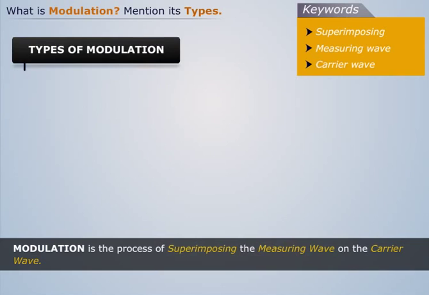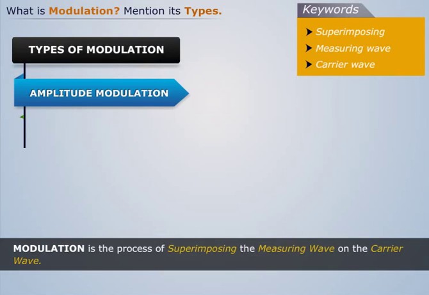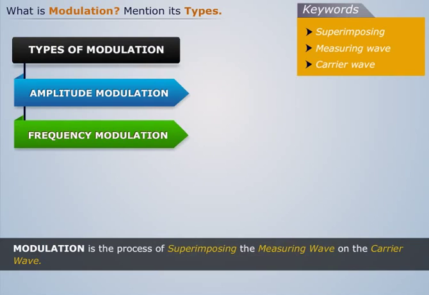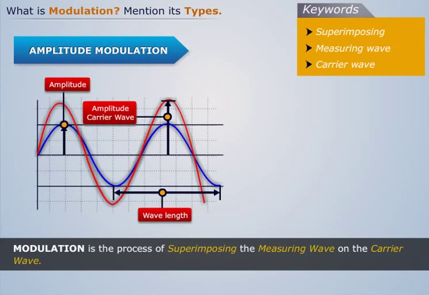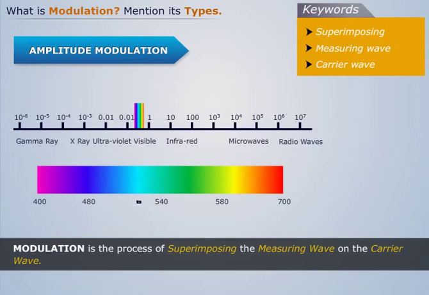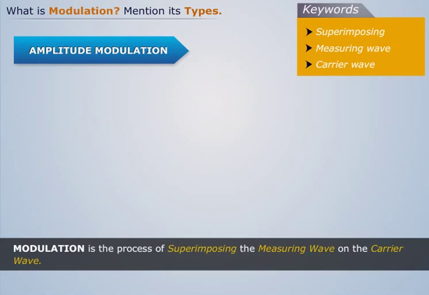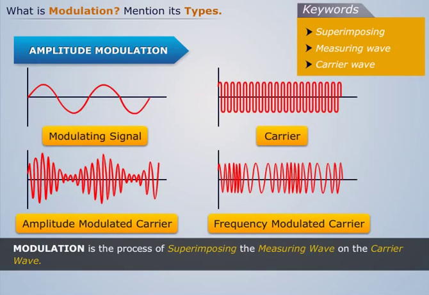Modulation can be done in two ways: amplitude modulation and frequency modulation. Amplitude modulation is used when light waves are used as carrier waves. In this method, the amplitude of the carrier wave is varied proportionally to the amplitude of the measuring wave. Thus, the carrier wave has a constant frequency but modulated amplitude.